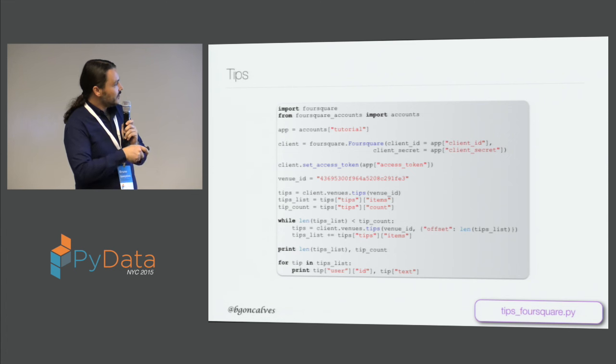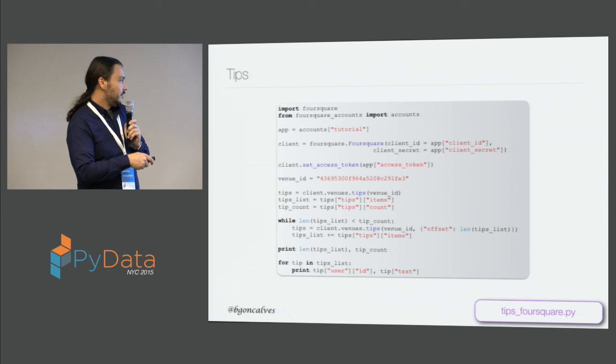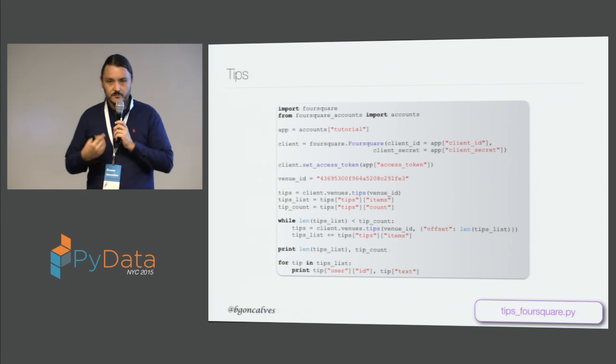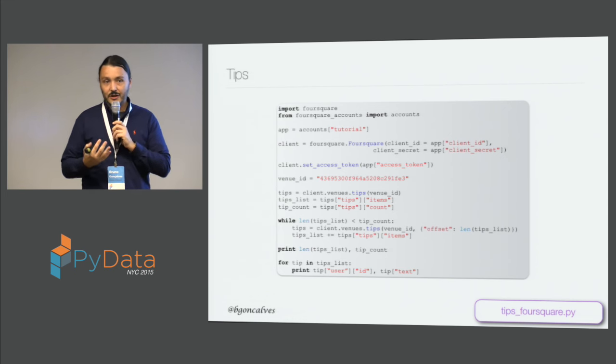Again, you're just authenticating over there. This is the venue ID. Now we're asking for tips. This gives you the list of tips and how many tips there are. And I keep looking for more tips as long as there are tips to look for, and adding them all to the list, and then printing them all out, basically. So it's a very, very simple code just to highlight how you can do this.